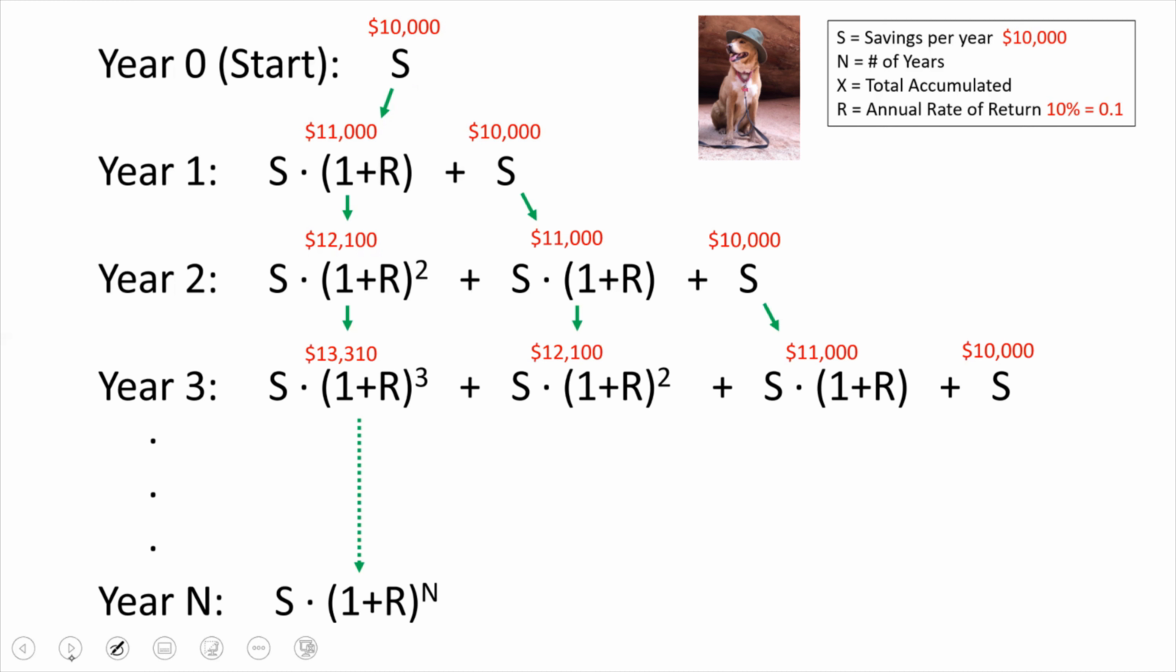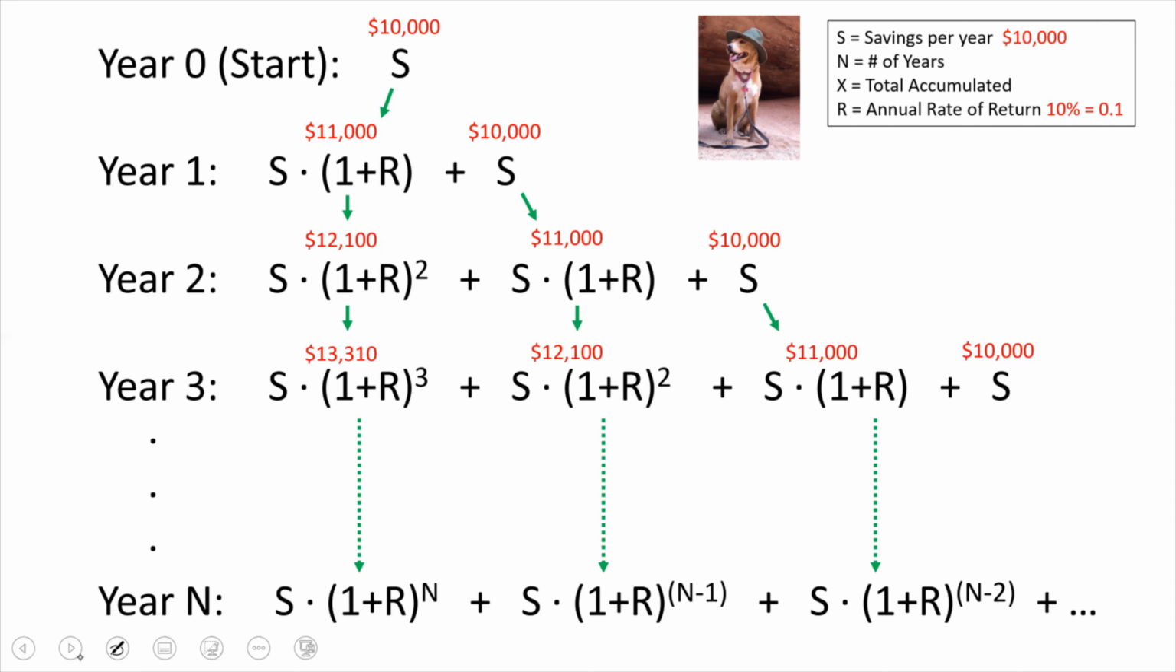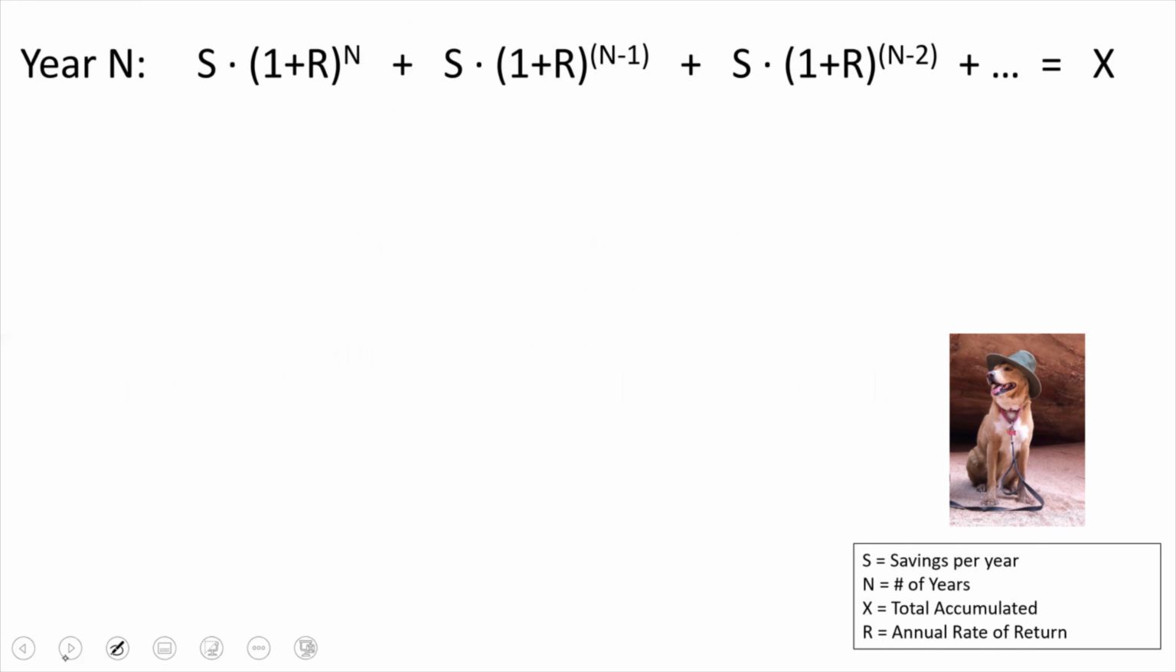this first S has grown by 1 plus R to the N because it's saved up for N years. The second one has saved up N minus 1 years, right? Because that first year, you didn't have that other S, so it's N minus 1. And then the next term would be the same thing with N minus 2, and so on and so forth. So that's the equation there.